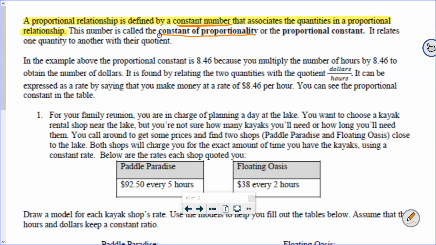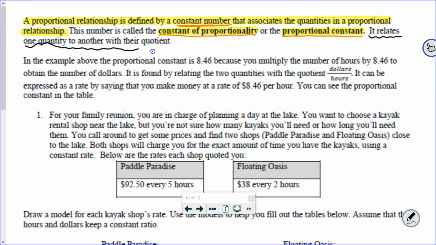A few dozen times. We also might call it, usually I call it constant of proportionality, but sometimes I switch it and I say proportional constant. Same thing. Constant of proportionality or proportional constant. And here's the part that gets to be a little bit weird and tricky, because it says it relates one quantity to another with their quotient.